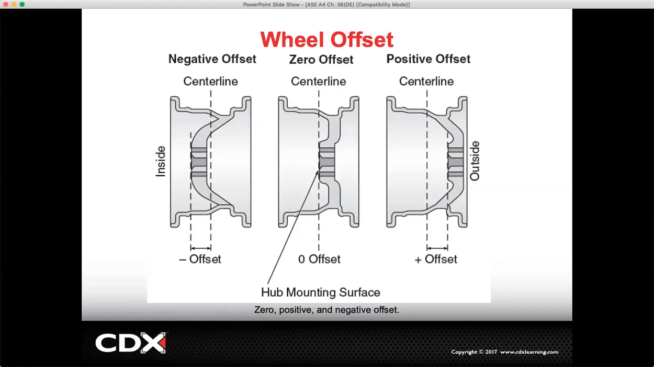The offset of a wheel is the distance from its hub mounting surface to the center line of the wheel, typically used to bring the tire center line into close alignment with the larger inner wheel bearing. And here we have negative, zero, and positive offset.